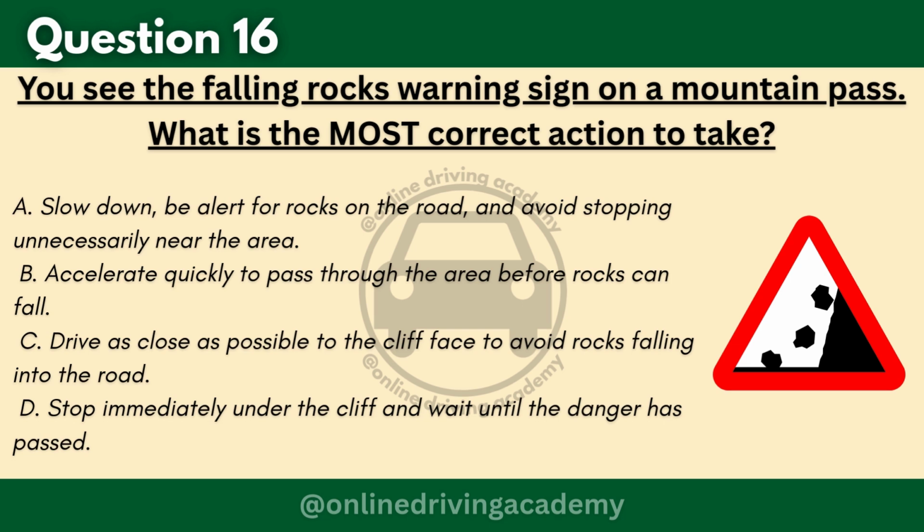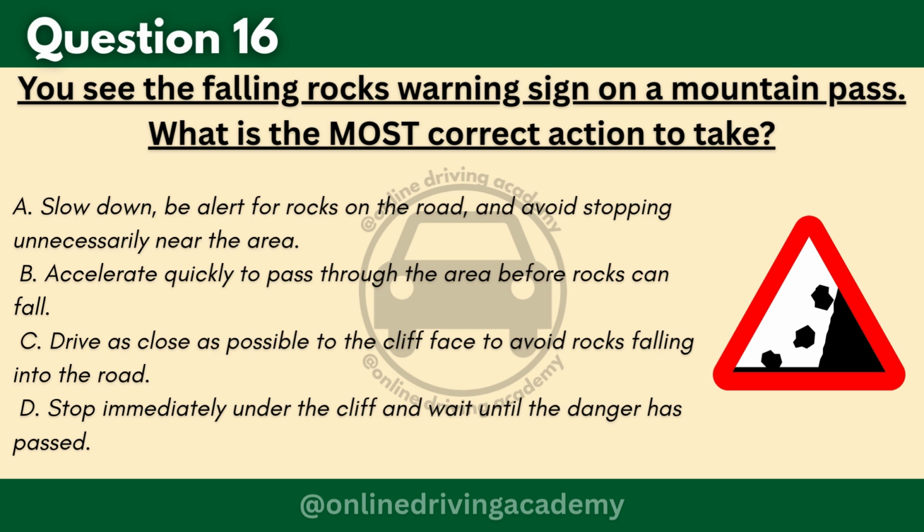Question 16. You see the falling rocks warning sign on a mountain pass. What is the most correct action to take? Is it option A, slow down, be alert for rocks on the road and avoid stopping unnecessarily near the area? Is it option B, accelerate quickly to pass through the area before rocks can fall? Is it option C, drive as close as possible to the cliff to avoid rocks falling into the road? Or is it option D, stop immediately under the cliff and wait until the danger has passed?